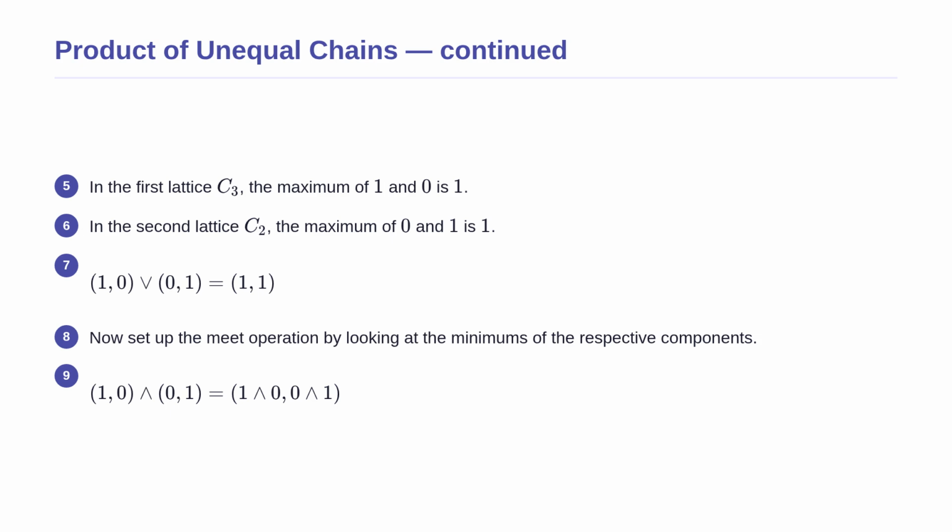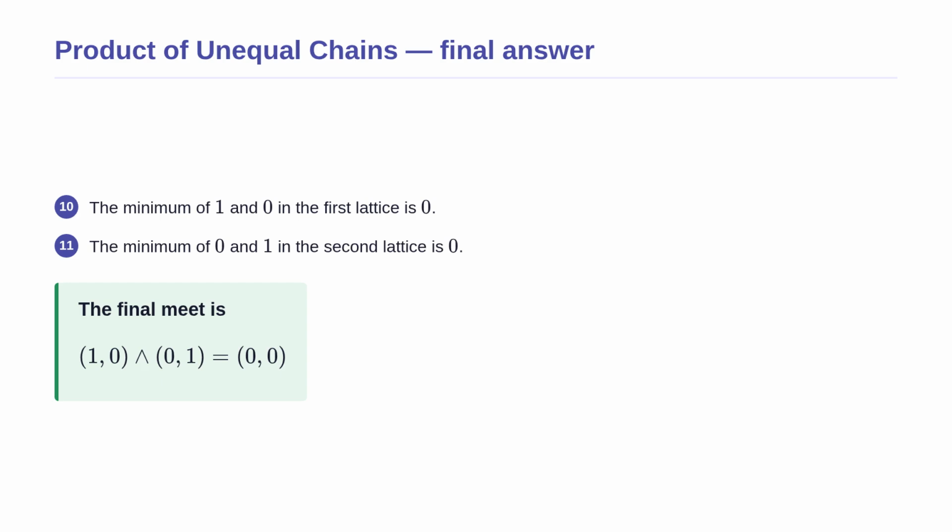Next, we set up the meet operation to find the greatest lower bound by looking at the minimums of the respective components side by side. We are now ready to evaluate the meet operation for our unequal chains. The minimum of 1 and 0 in the first lattice is 0. The minimum of 0 and 1 in the second lattice is also 0. Combining these independent results, the final meet is 0, 0.